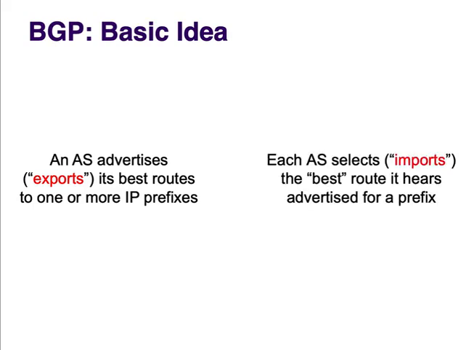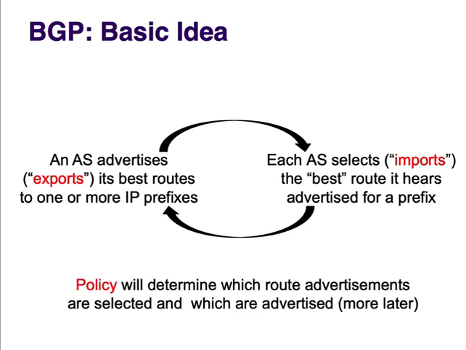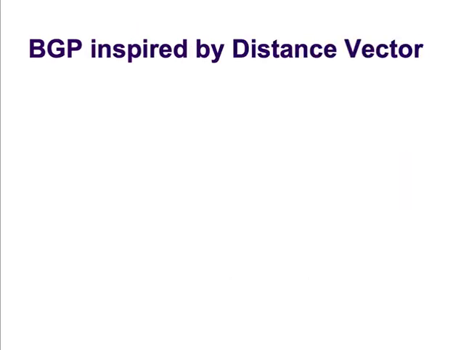At the same time, each AS is going to listen to all the advertisements it received, and it's going to select what it thinks is the best route for each advertised prefix. We're going to go back and forth between those two. This should sound very familiar to you. This is what distance vector did. The change is that policy is going to be implemented in terms of which routes you advertise and which routes you select.